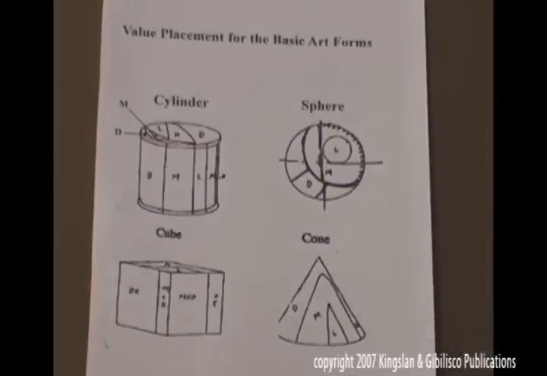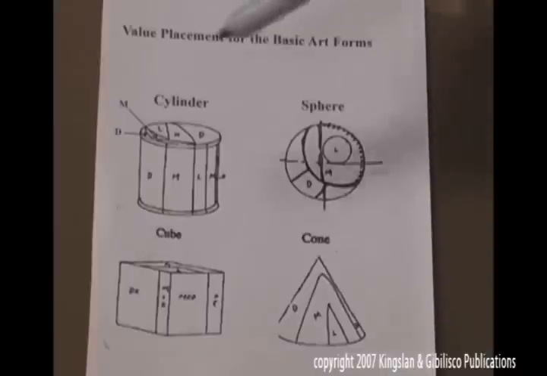And let's review medium value one more time. Medium value is considered the mass tone, the local tone. It's the only value that's being seen in the natural light. All the other values are either being struck by the light or are receding away from the light.